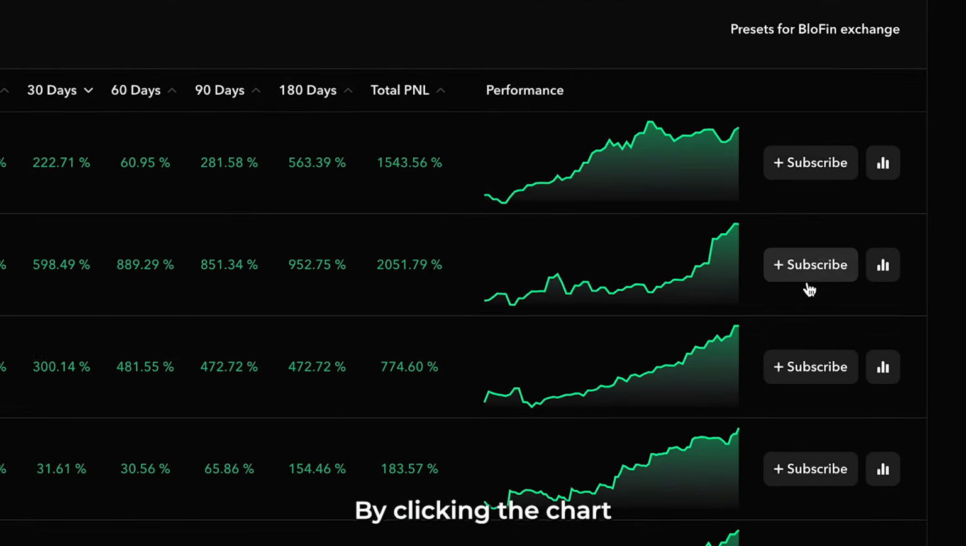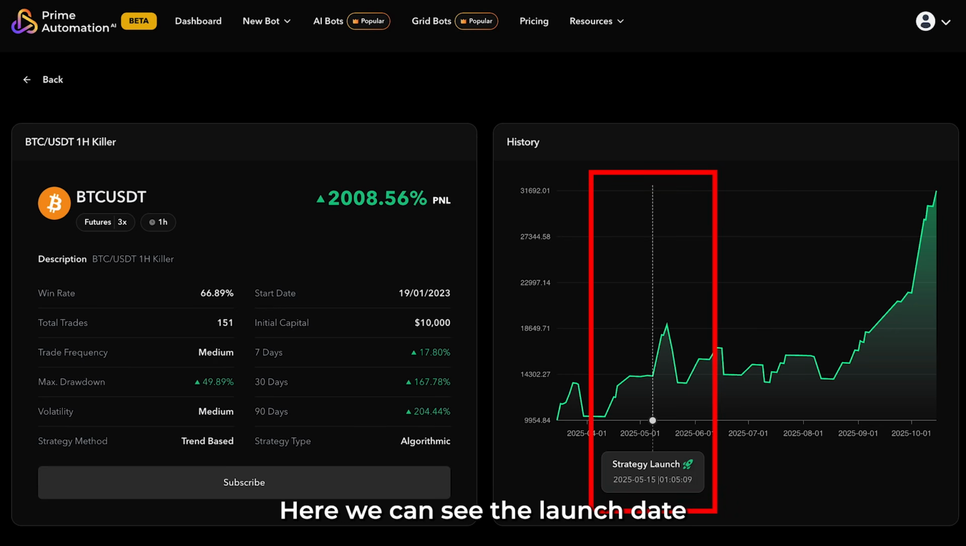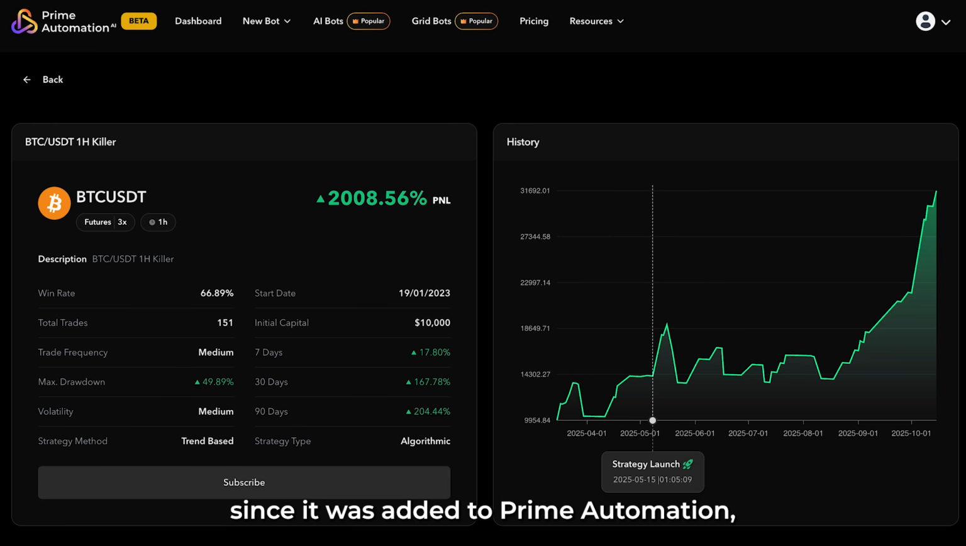By clicking the chart icon to the right, we can open up a deeper analysis of each strategy. Here, we can see the launch date of the strategy, showing how it's performed since it was added to PrimeAutomation, a forward test of sorts. Ensuring this also reflects a strong performance is key. This reveals how the strategy is performing in the live markets.